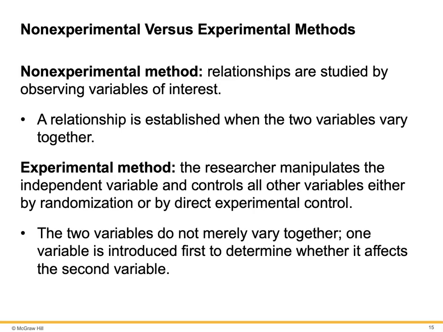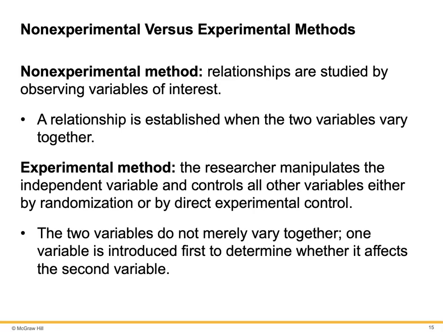This can be done by asking people to describe their behavior directly, or observing their behavior, or recording physiological responses, or even examining various public records like census data. In all these cases, the variables are observed as they occur naturally. A relationship between the variables is established when the two variables vary together. For example, the relationship between class attendance and course grades can be investigated by obtaining measures of these variables in college classes. A review of many studies that did this concluded that attendance is indeed related to grades.